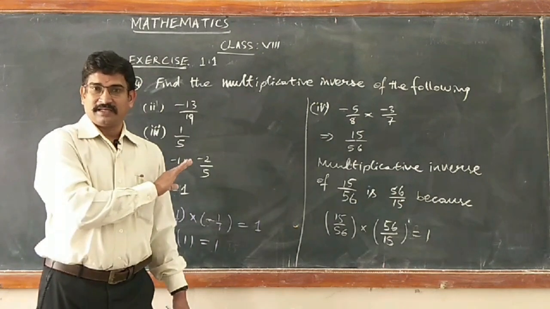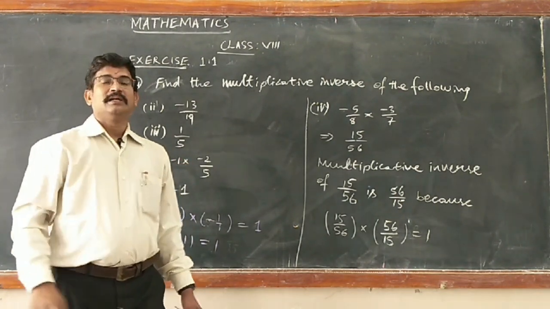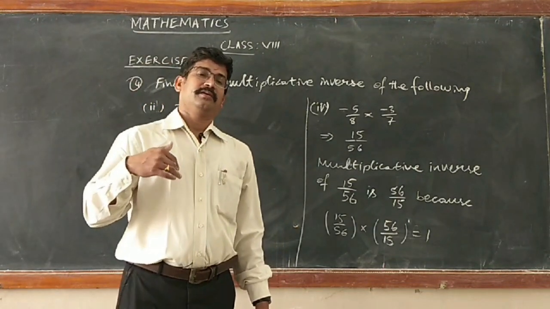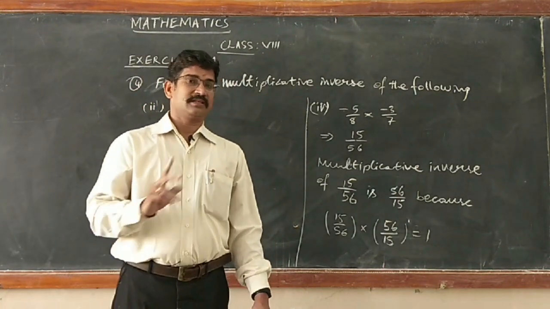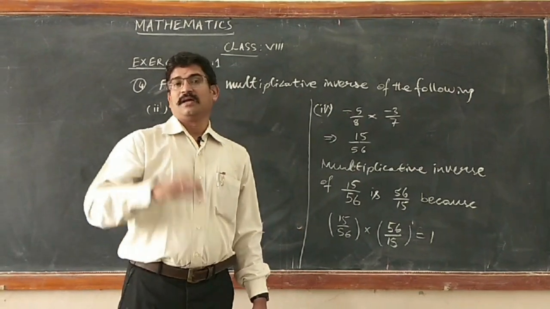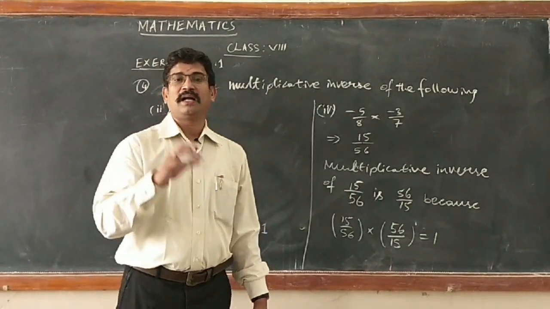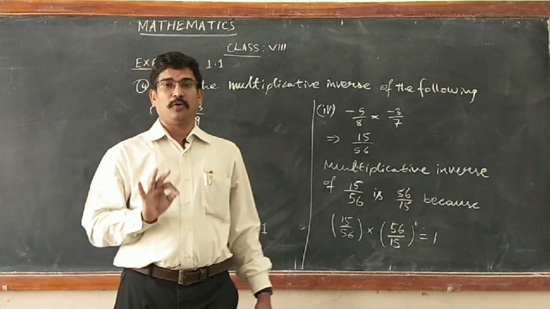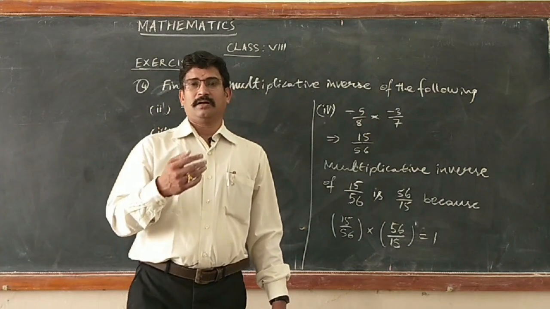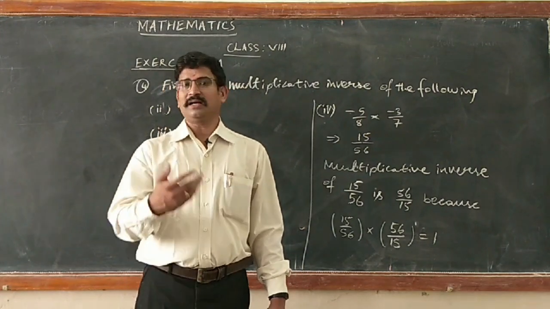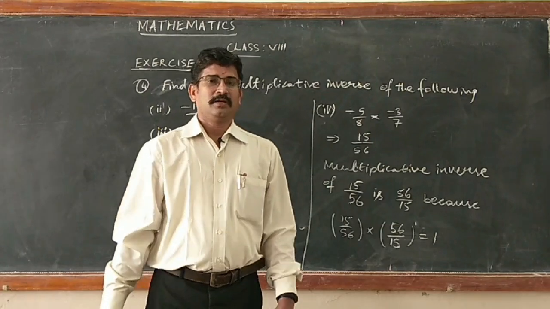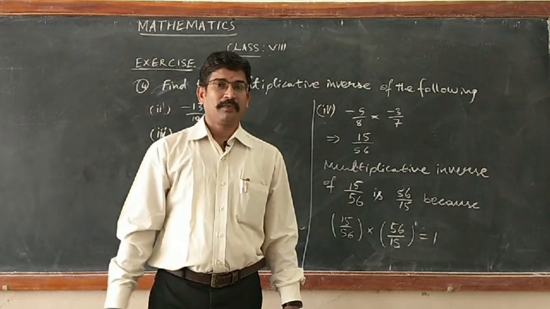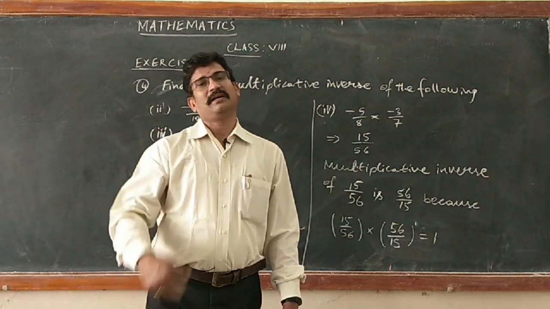0 doesn't have a multiplicative inverse. That is point 1. Point 2, the inverse of a positive number is positive, the inverse of a negative number is negative. Third point is the multiplicative inverse of 1 and minus 1 are themselves only. These are the 3 important notes which normally come as fill in the blanks, or some 1 mark bits. So with this I have solved 4 questions of exercise 1.1. We will discuss the rest of the questions in the next session.